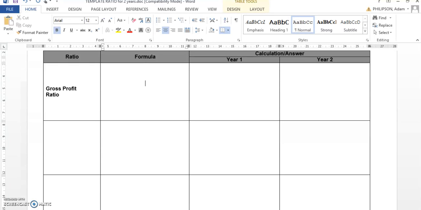Okay, so our formula is gross profit, underline underneath that, over net sales. However, we don't want that underlined, so just highlight that. Highlight, Control U for underline. Okay, and we will times 100.